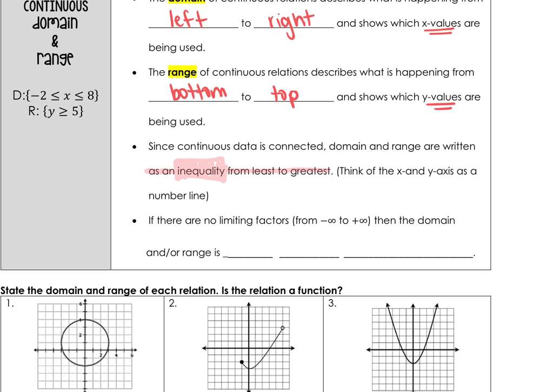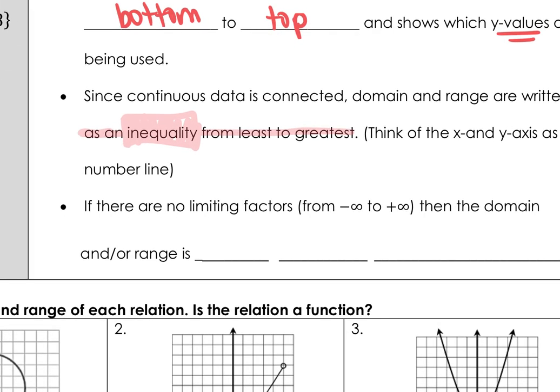Sometimes we're going to have continuous functions that don't have any limiting factors, meaning graphs are going to stretch all the way left and all the way right, or they'll stretch all the way down and all the way up. And if that happens, if there are no limiting factors, then the domain and/or the range, either or, we would say is all real numbers. So if there are no limits, we don't need to write it as an inequality. We can just say all real numbers because there's no limits.